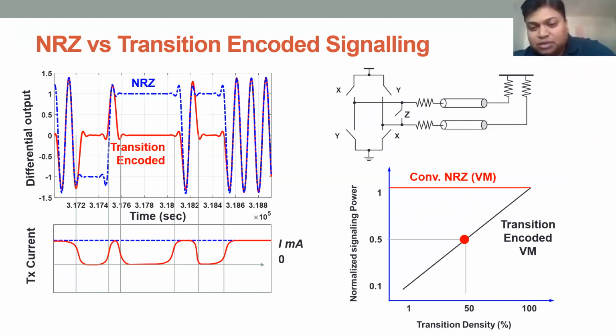One simple way to show this is to plot the transition density versus normalized signal power. What it shows is that when you have 100% density, you are basically the same as the regular.